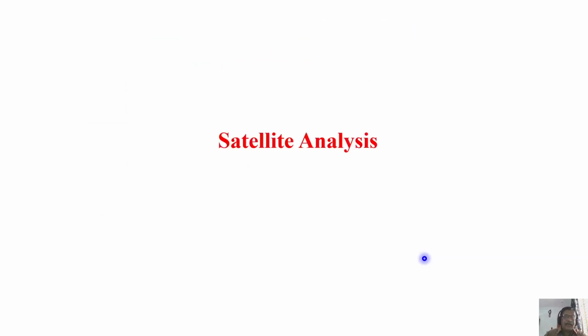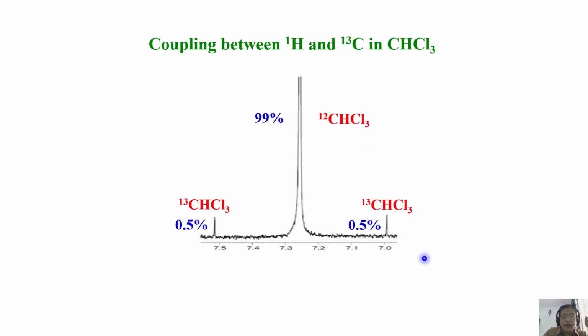Now I'll bring in another concept called satellite analysis. What is satellite analysis? We'll understand this more now. Let us look at the proton spectrum of CHCl3, not carbon-13. I am asking for the proton spectrum. Remember, when I was analyzing the spin system for a single spin nucleus, I said it will give a single peak, proton. True, no doubt about it.